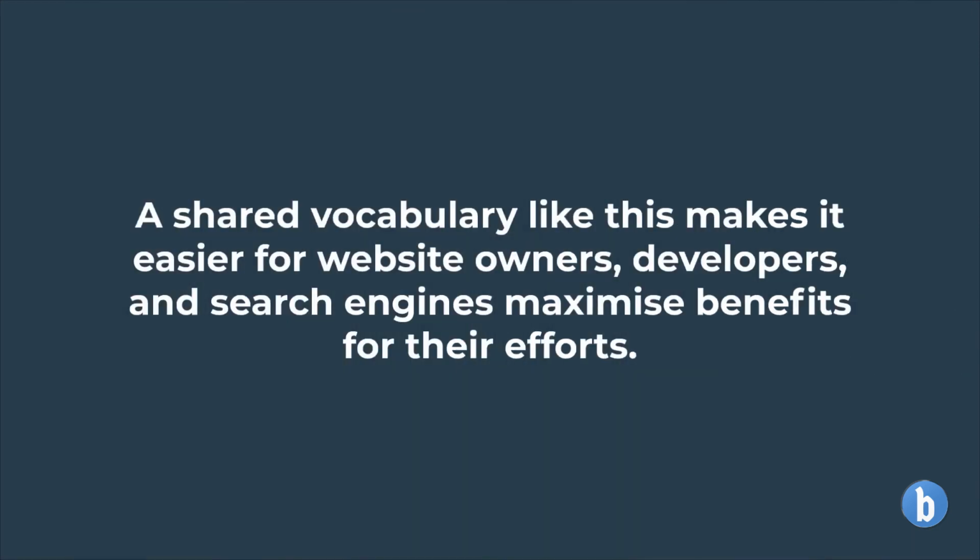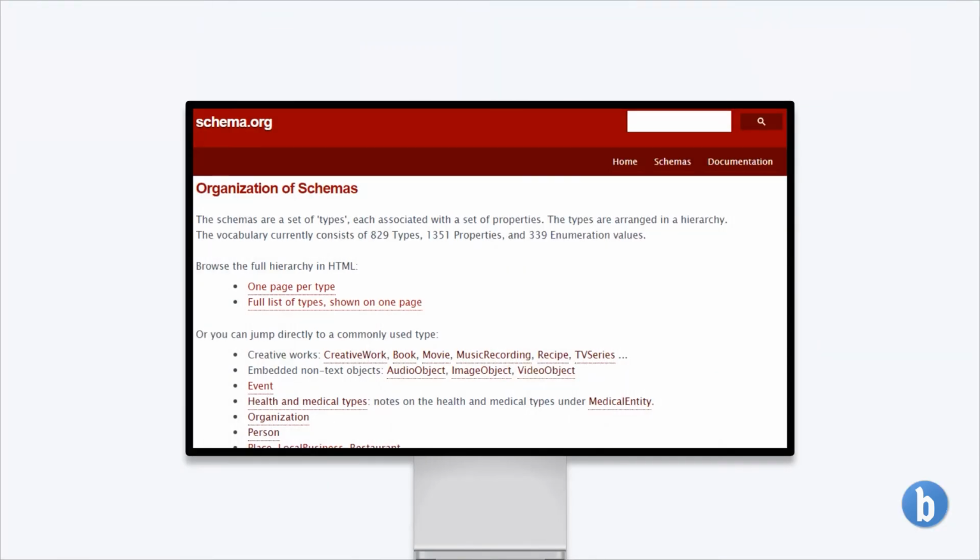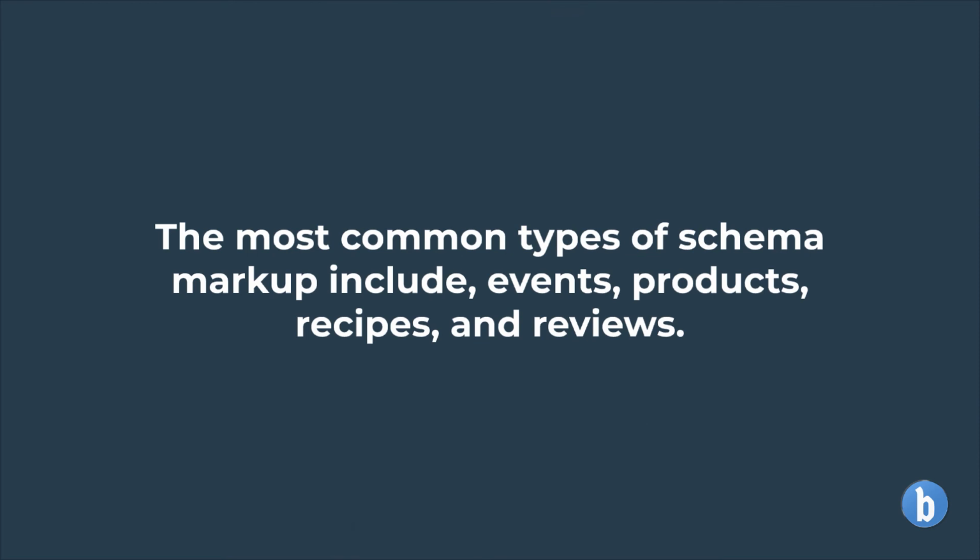A shared vocabulary like this makes it easier for website owners, developers, and search engines to maximize benefits for their efforts. Essentially, it's a database of different schema types that can be added to web pages and elsewhere on the internet. The most common types of schema markup include events, products, recipes, and reviews.